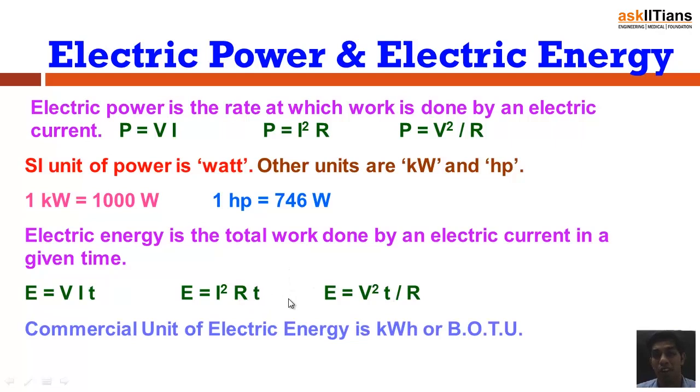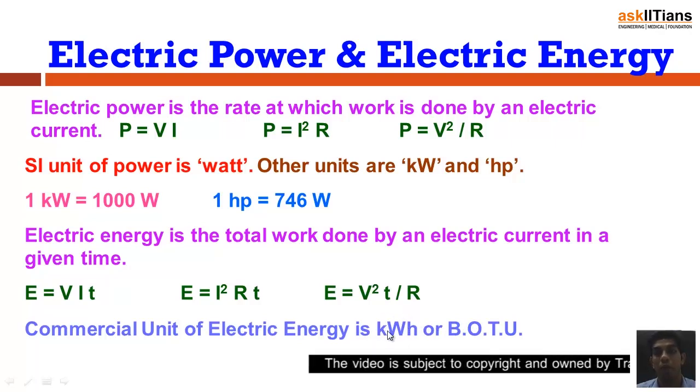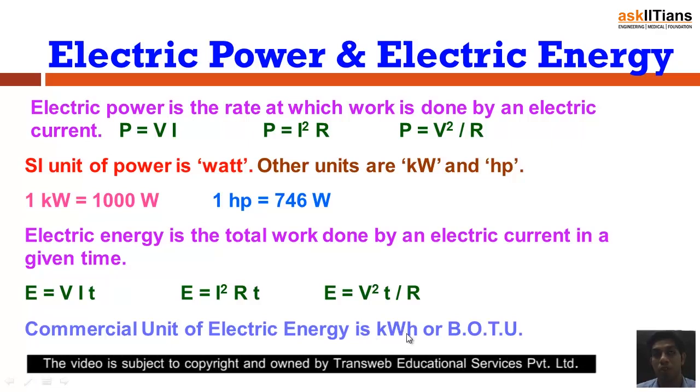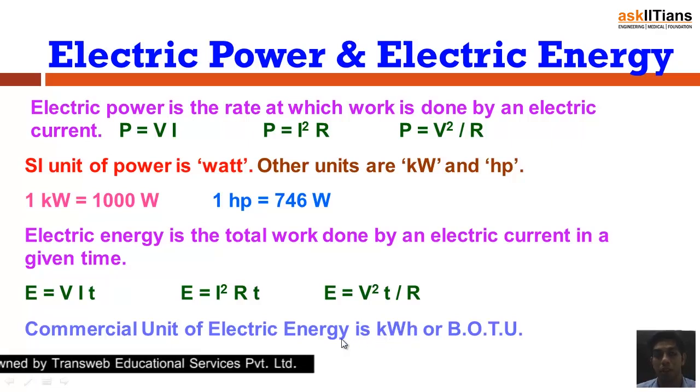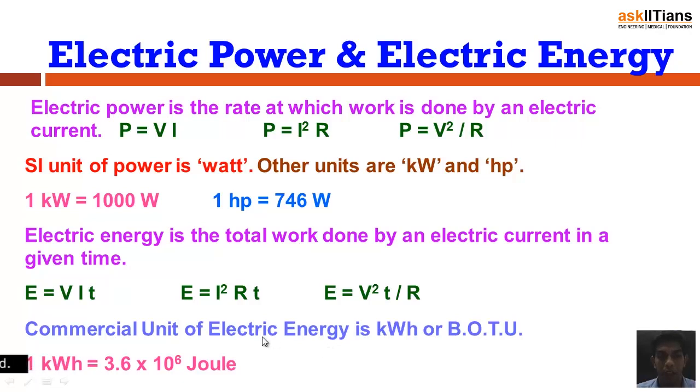Now the commercial unit of electrical energy is kWh or kilowatt hour or BOT unit. So kilowatt hour is basically the commercial unit. In accordance with that, we pay our electricity bill. That's the same unit which you see in your electric meter. And 1 kilowatt hour is equal to 3.6 into 10 to the power 6 joules. That is, the amount of energy consumed in 1 hour if you have a power of 1000 watt is equal to 3.6 into 10 to the power 6 joules.